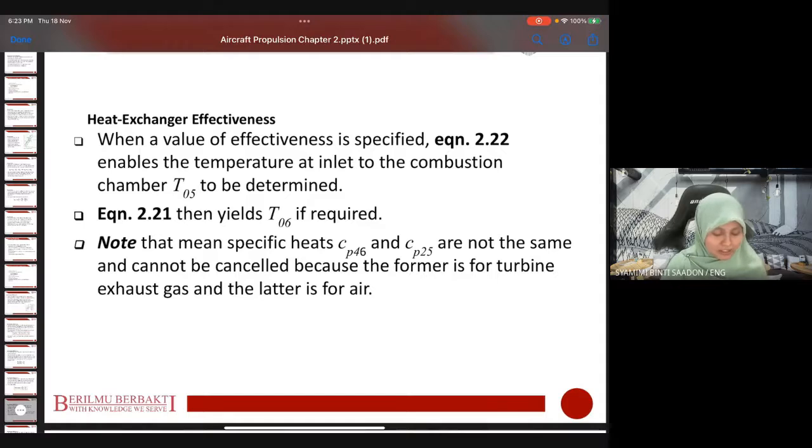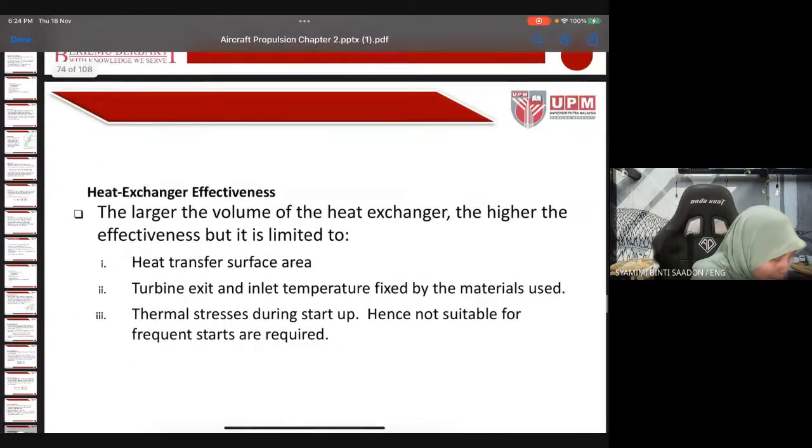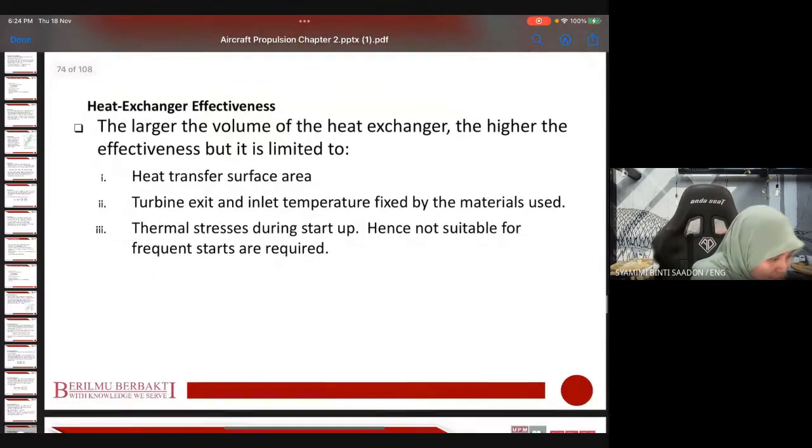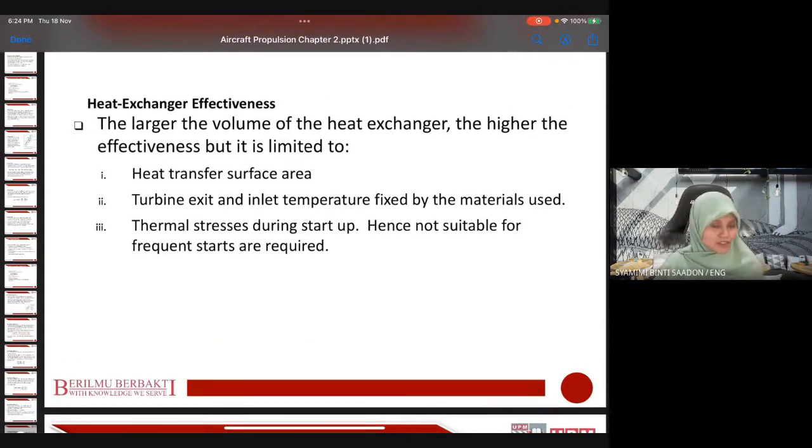But later on we will look at an example of a gas turbine. We will see how we solve this type of relation. The larger the volume of the exchanger, the higher the effectiveness, but it is limited by the heat transfer surface area. So these are the limitations of the heat exchanger. Of course, the heat exchanger first depends on the surface area.